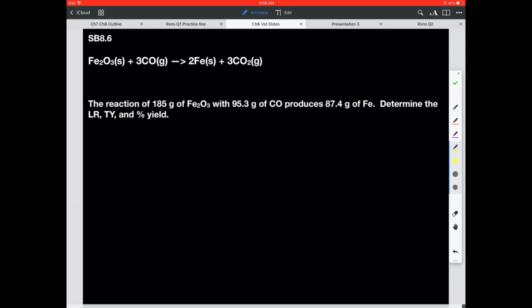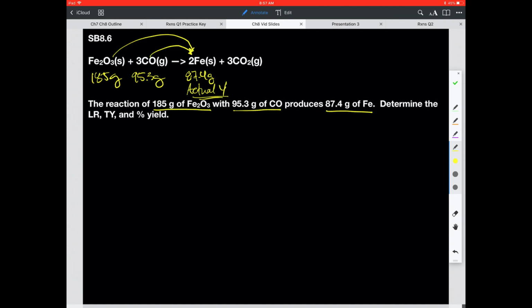All right, next up. Here, this one is more explicit. The reaction of 185 grams of Fe2O3 with 95.3 grams of CO produces 87.4 grams of Fe. What is that? Right, this is my actual yield. Determine the limiting reactant, theoretical yield, and percent yield. So what's that mean? Same principle. We're going to start here, and we're going to go to Fe, and figure out which makes the least amount of product.